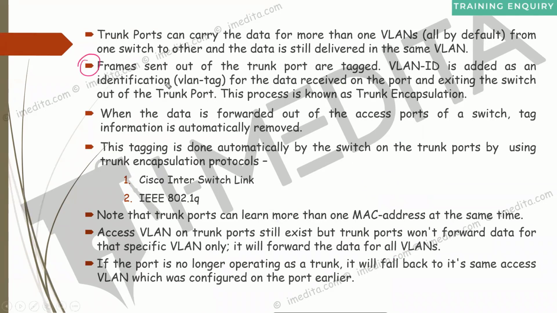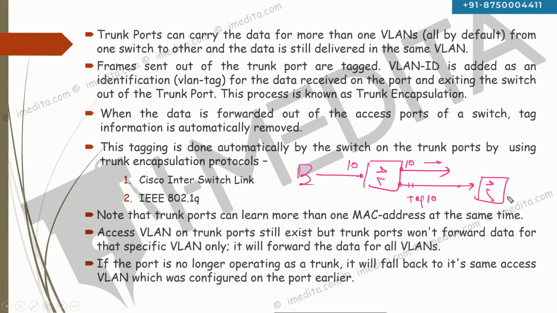Right? So frames sent out of the trunk port are tagged. The VLAN ID is added as an identification tag for the data received on the port and exiting out of the trunk port. So the user has sent data, and the data received on this port belongs to VLAN 10. When the data is passed out of a port in VLAN 10, it can be untagged, but if you are passing the data out of the trunk link, the tag has to be added. Tag 10 is going to be added, and that is how the neighboring device will come to know which VLAN the data belongs to. It will read that tag, and based on that tag, it is going to pass the data towards the other device.